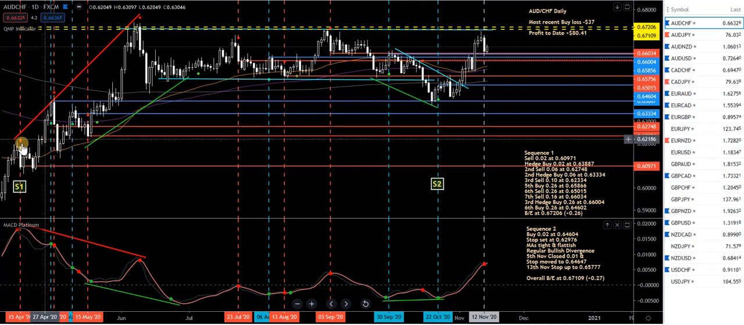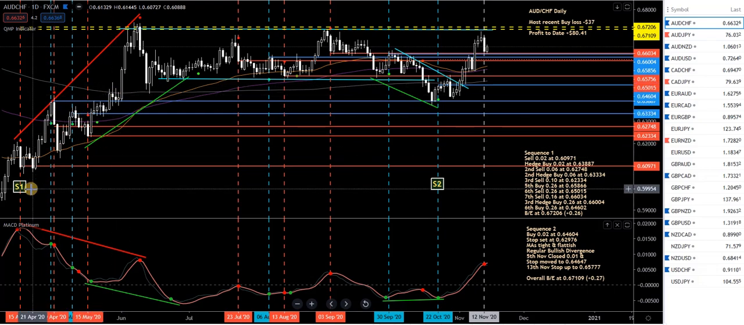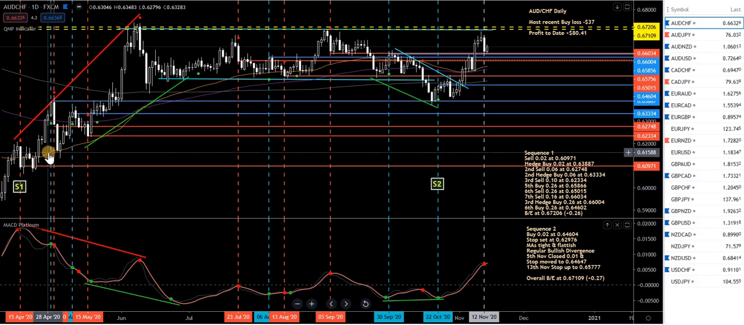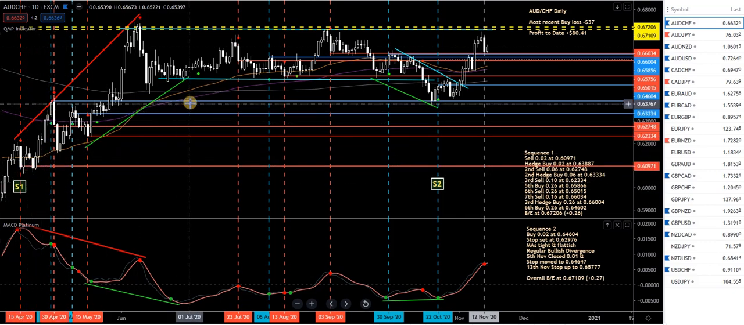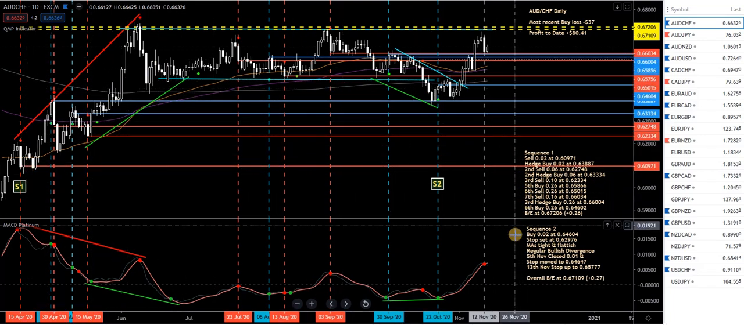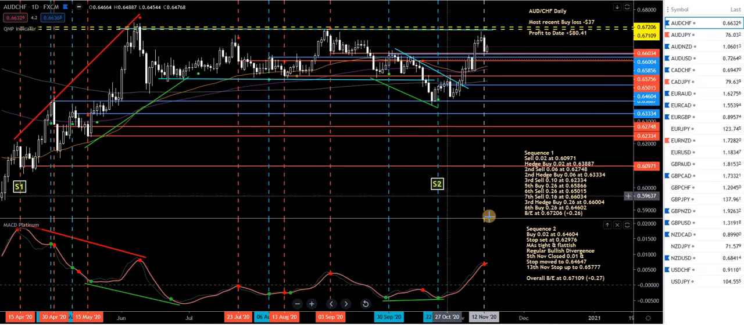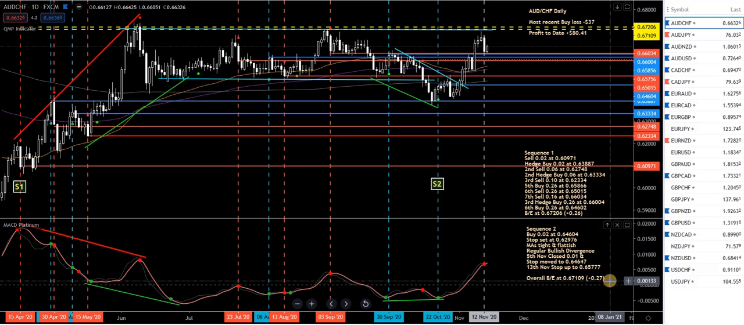But I've got these old sequences, you'll see it on a few pairs like this: the Aussie, New Zealand, USD, Swiss Franc, Pound, New Zealand. You'll see a few old sequences still. So there's lots of trades, but at the end of the day, if you look at my overall break even, I'm plus 0.27. Even with all these trades on, I'm not that big a position size.